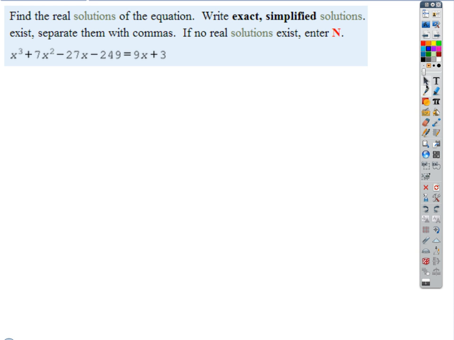Okay, next one. Maybe a little step up this time, but it won't be terrible, you'll see. So what do we do if we're going to solve an equation like this? What's our first step going to be? Okay, combine like terms, set it equal to 0. We're going to put it into standard form. So I got to subtract 9x from both sides and subtract 3, right? So then that's going to give me, on the left side, x cubed plus 7x squared minus 36x minus 252.